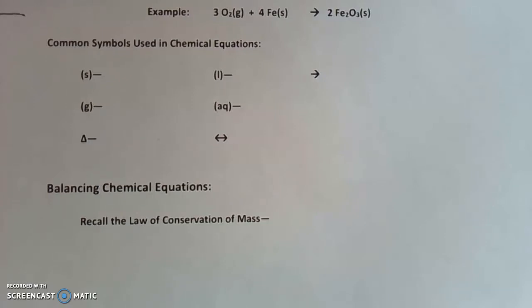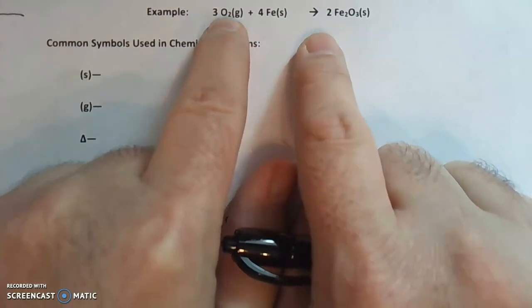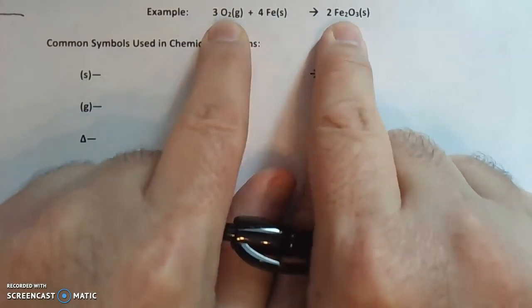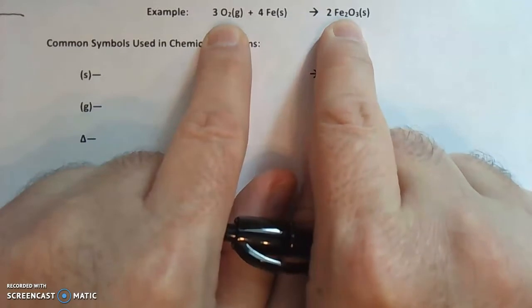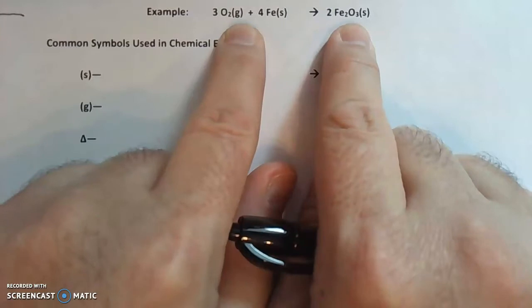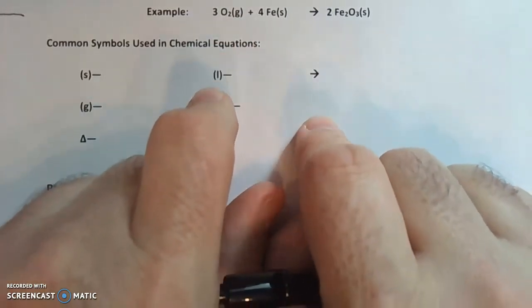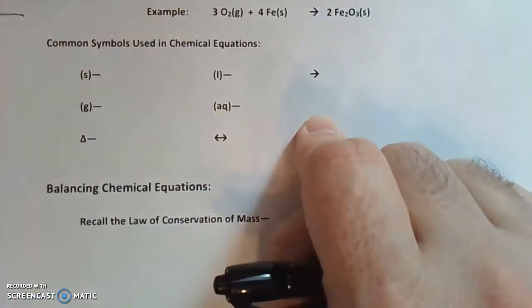So in the last video, we looked at what a chemical reaction is and the different ways that we represent chemical equations. And we looked at this chemical equation here, and we talked about oxygen, iron, and the ferric oxide that's present. But as you can see, we have some symbols after the substances. And these are commonly used in chemical equations, and they represent different states of matter and different conditions that exist within a chemical equation.